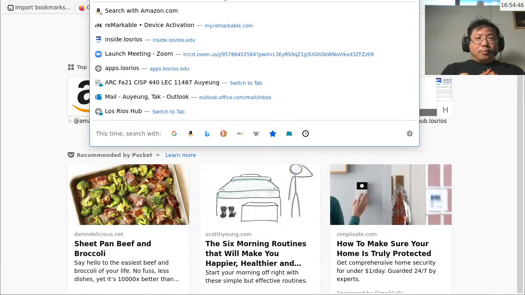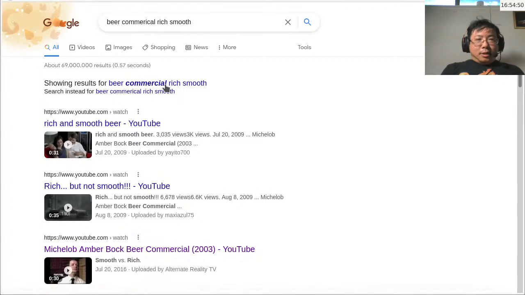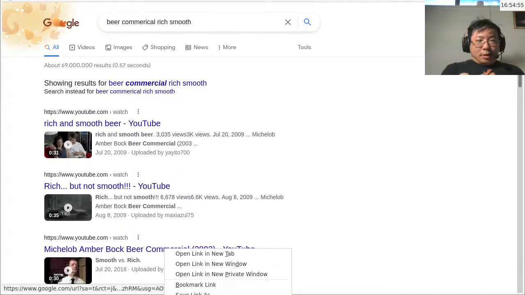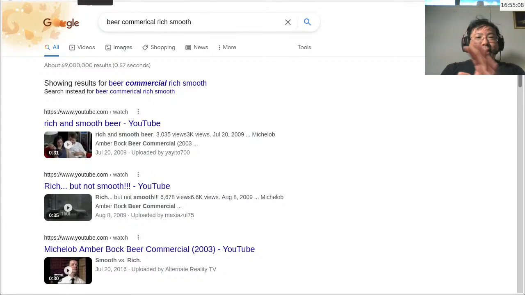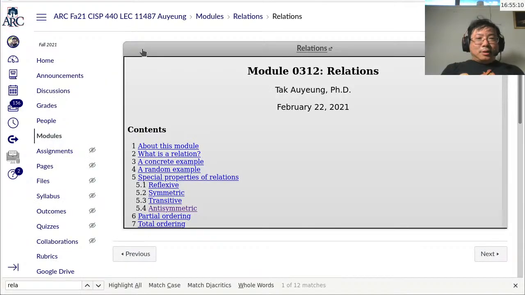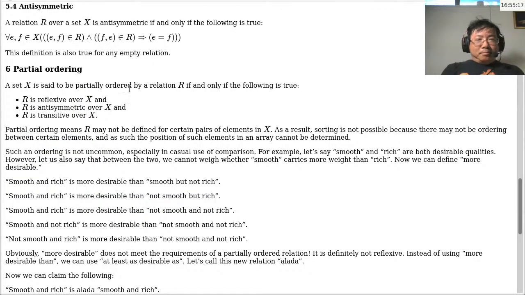So, beer, commercial, rich, smooth, and this is the commercial. So I'm just gonna copy the link and paste it into the text area. There you go. So now you can look it up yourself. All right. Don't do it now, okay? Don't watch it now, because we are still in lecture right now. But after lecture, go ahead and watch that commercial. It's just kind of funny.